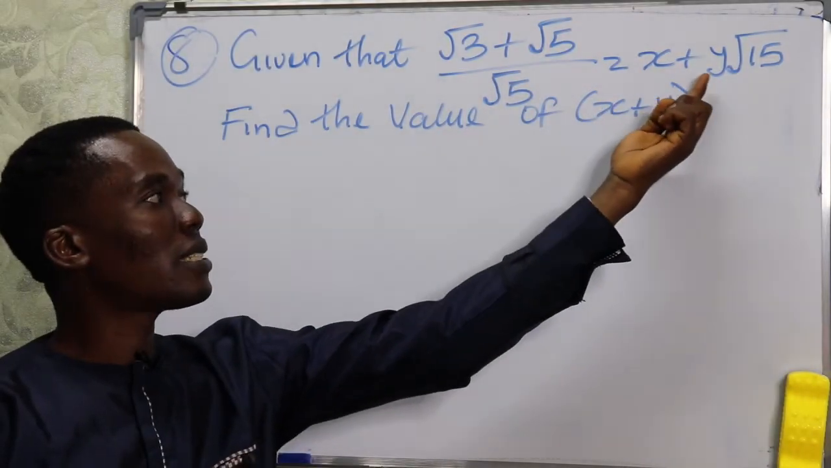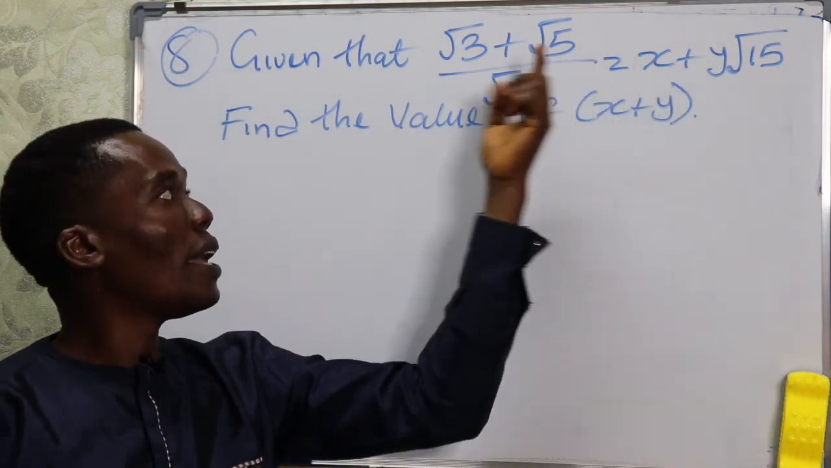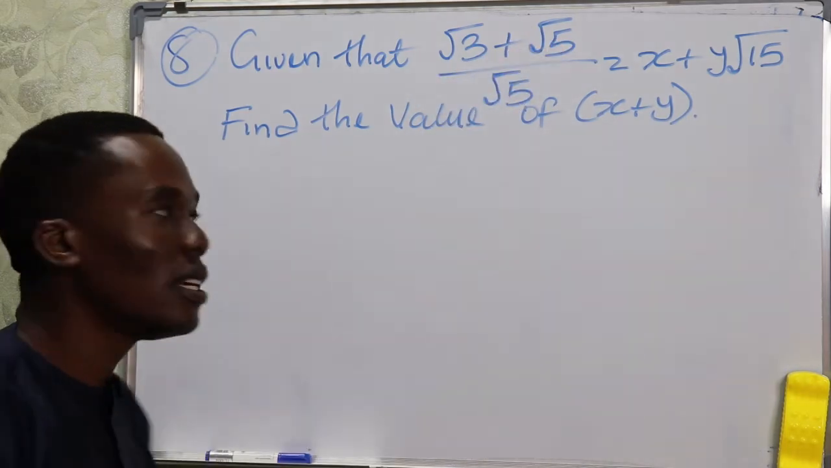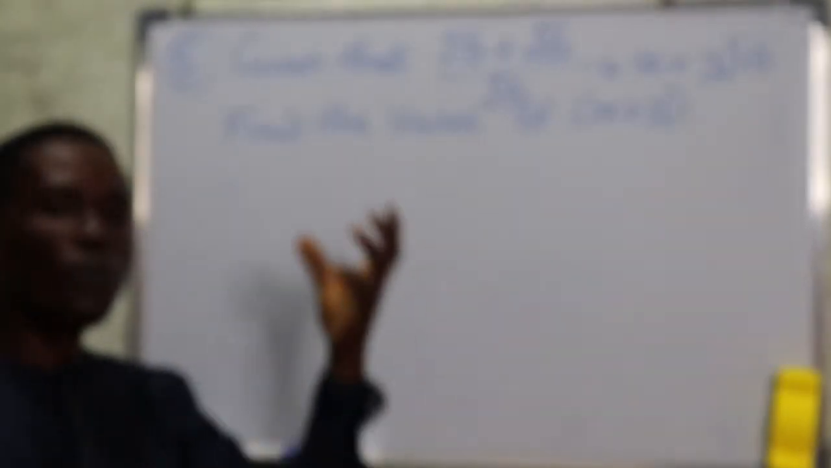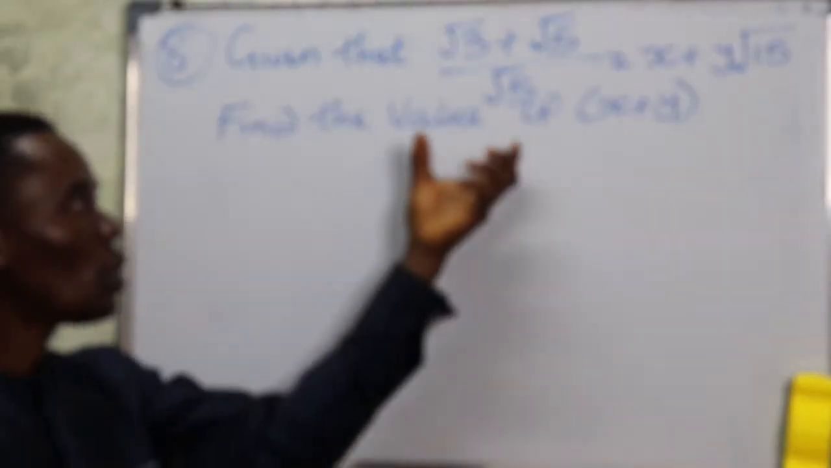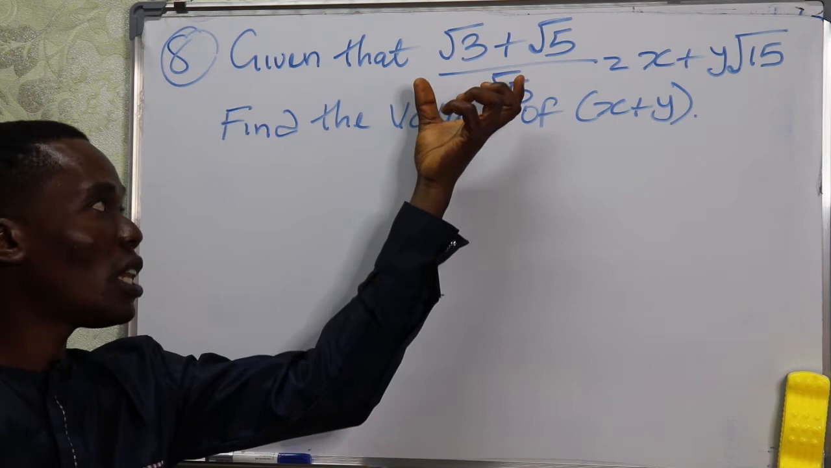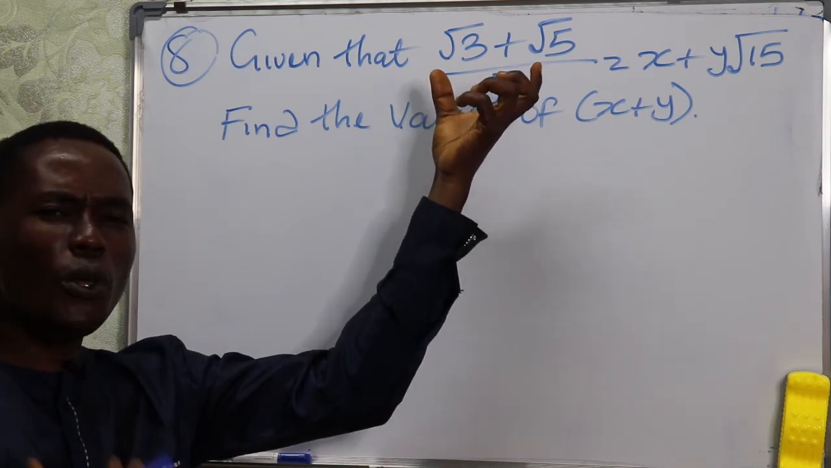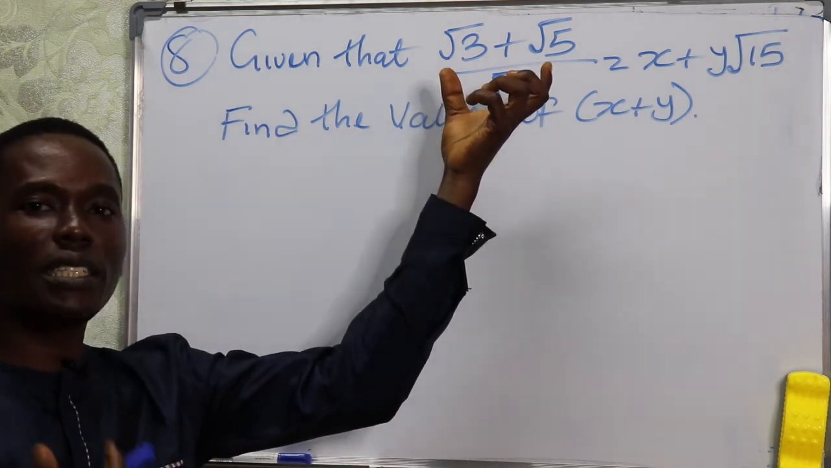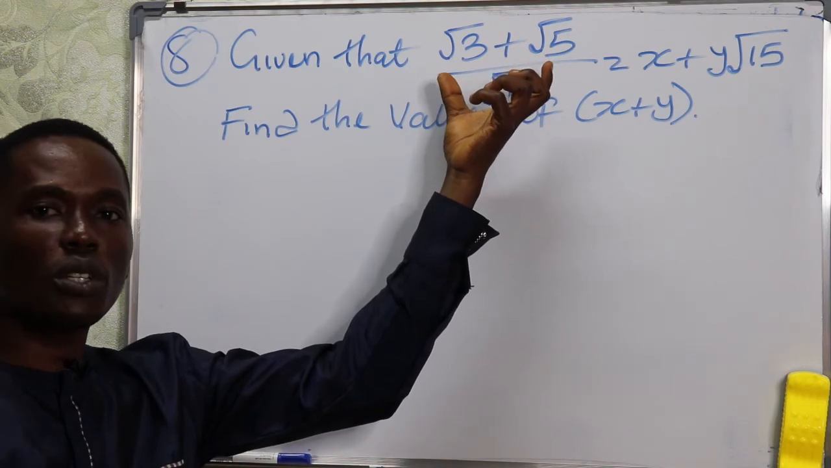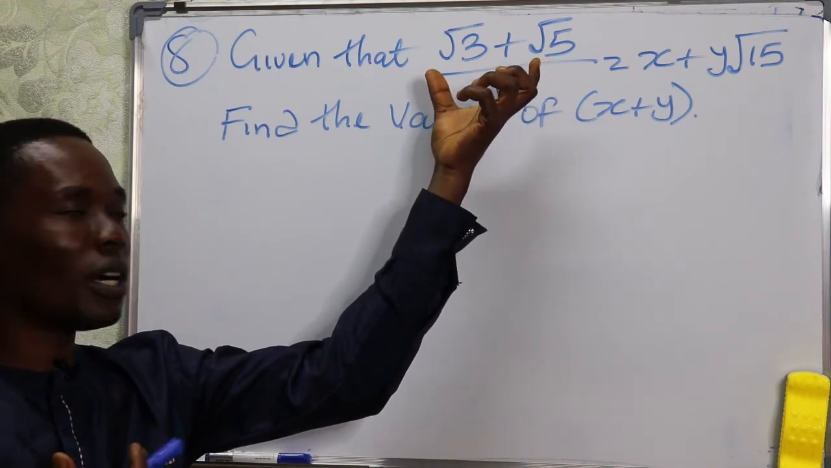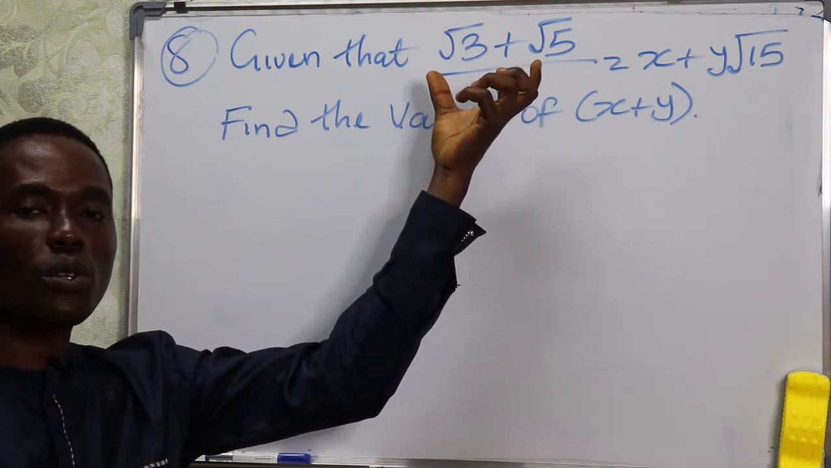For us to get the exact value of x and y, we need to rationalize this surd. A full-blown video on surds has been produced and it's on our channel. You can go watch that video and see what it entails in rationalizing surds, and how you can rationalize most of these surds, even surds with conjugates.